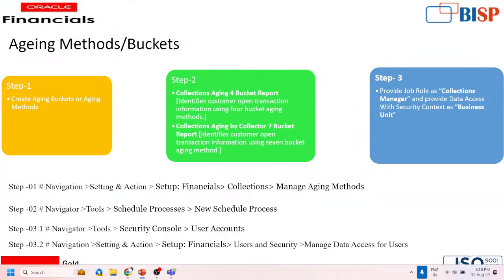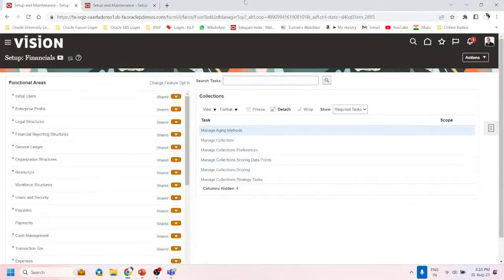Provide the job role of collection manager and provide the data access with the security context as business unit. Right, that is a very mandatory one. If you don't provide it, you will not be able to view the business unit in the report. So I have already provided this user with that particular role and provided the business unit.